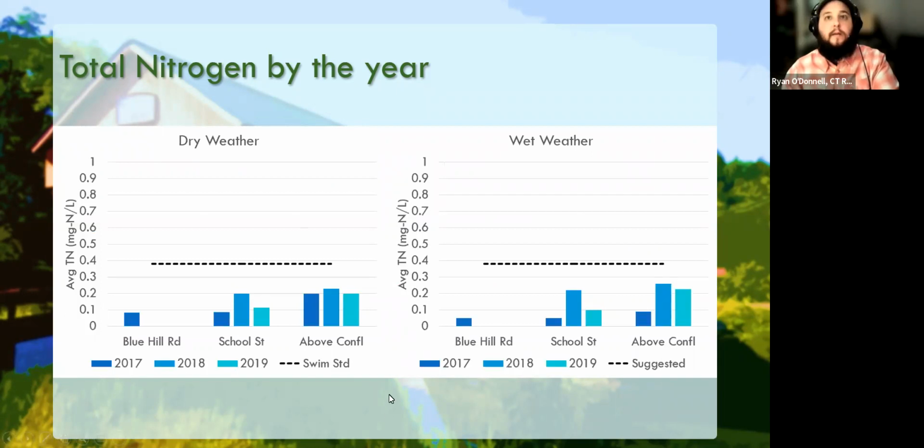Looking at the middle branch sites, looks great. So we can rule out the middle branch as the source of nitrogen. These are really low numbers.